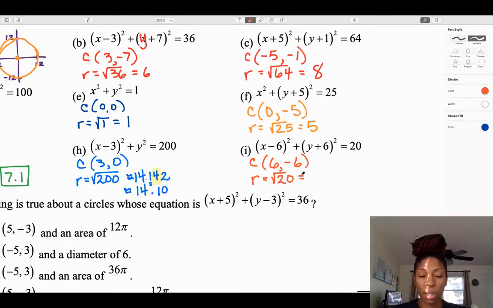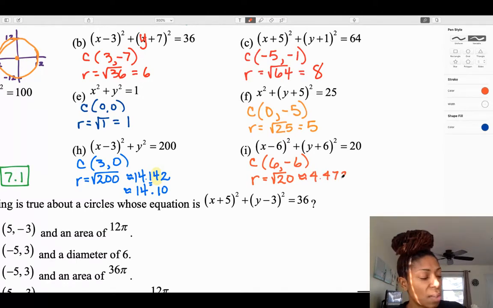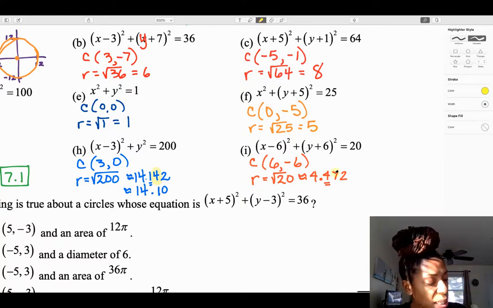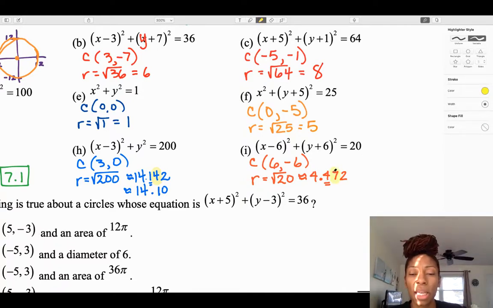Let's put that in the calculator. The square root of 20 is approximately 4.472. And the number in the tens place is the 4. So this 7 is going to help me determine whether I stay at 4 or round up to 5. So you think, is 4.7 closer to 4.0 or closer to 5.0? Closer to 5.0. So we're going to round up to 5.0.